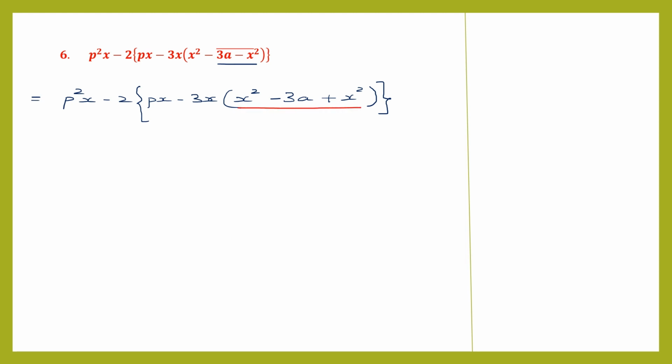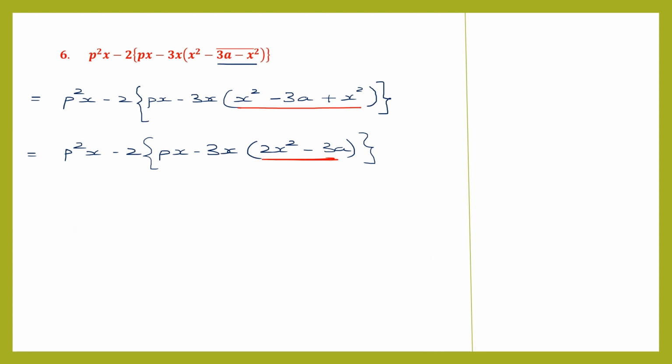So everything else remains as it is. So that is p square x minus 2 curly brackets px minus 3x. Now what is inside? We have x square plus x square, which makes it 2x square. So let's continue with the brackets. 2x square minus 3a. Close this. Now what do we have to do? We have to simplify this, which we cannot.